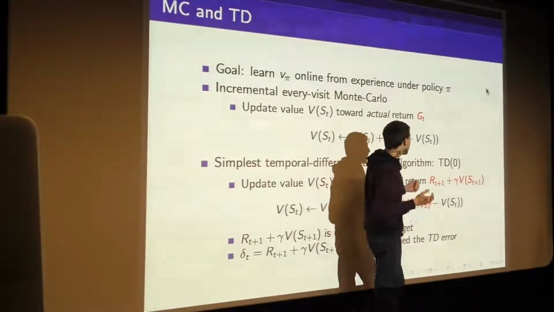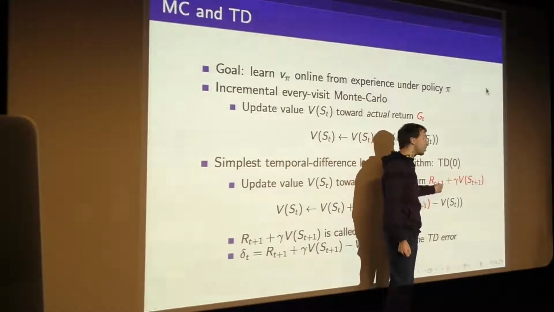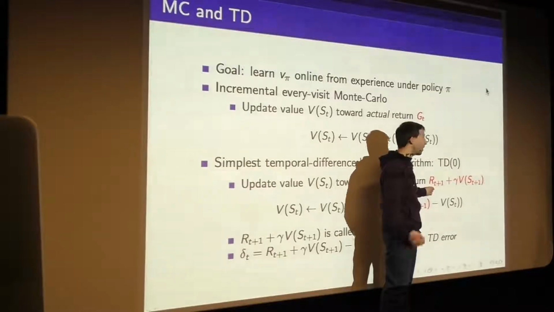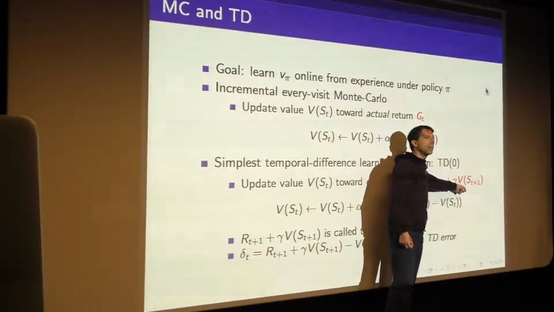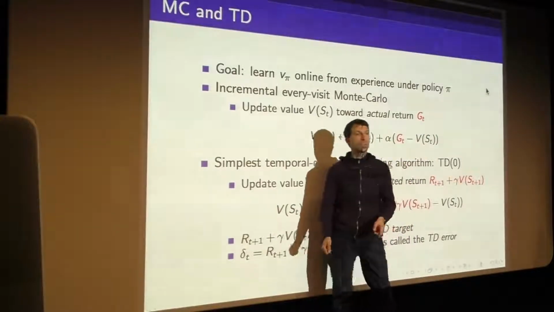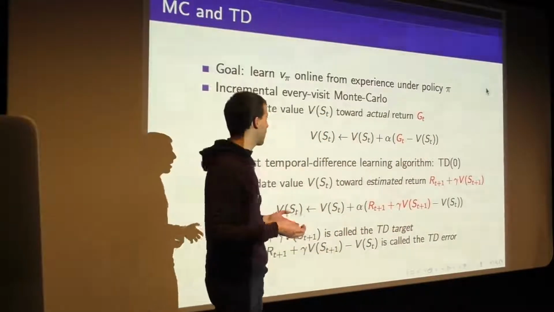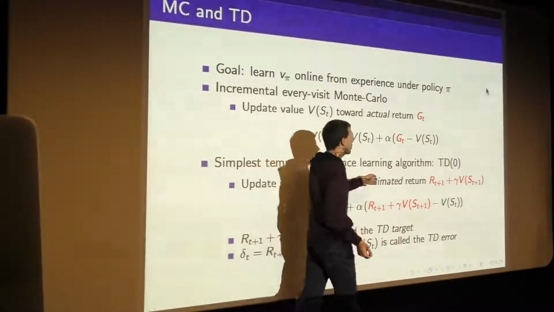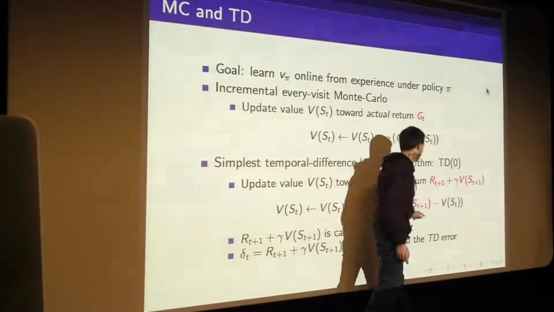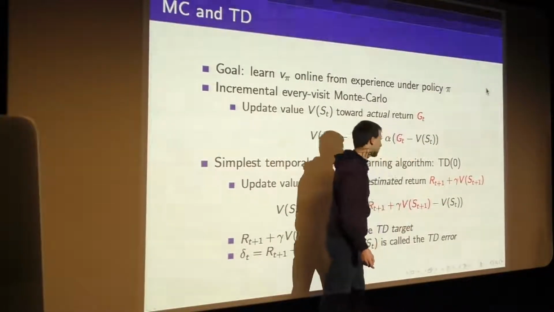So the estimate consists of two parts, which are the immediate reward. So I think the total reward is going to be the immediate reward plus the discounted value of the next step. So it's just like the Bellman equations we saw in the previous lectures. And now what we're going to do is substitute this estimated return, and use that instead of the real return.